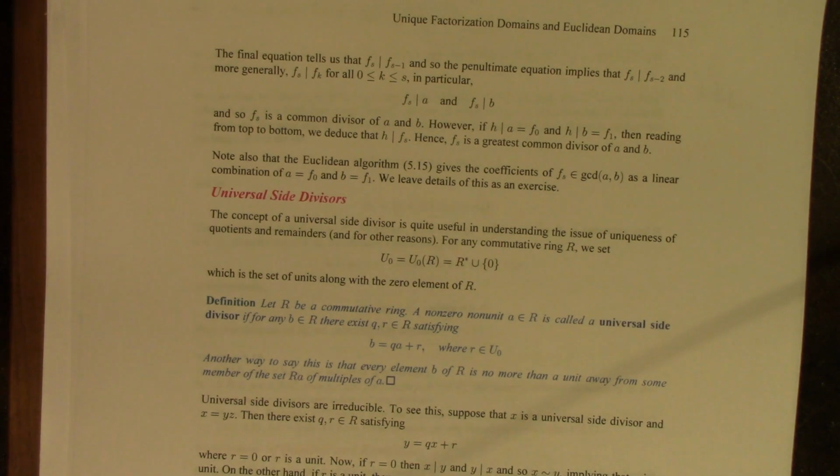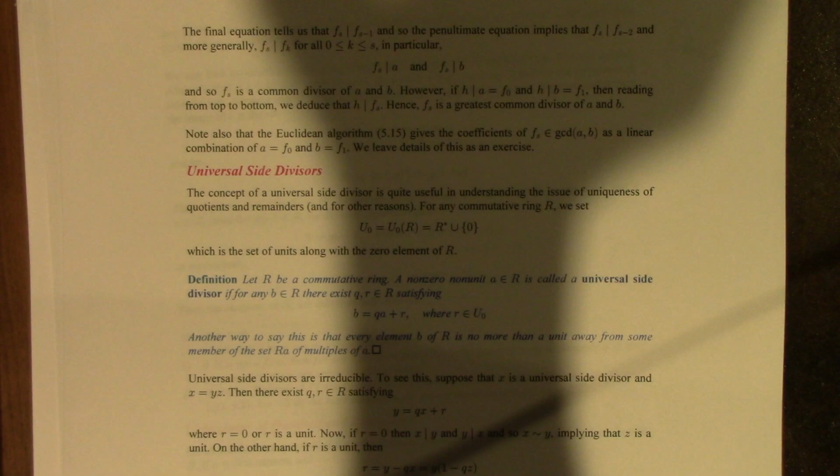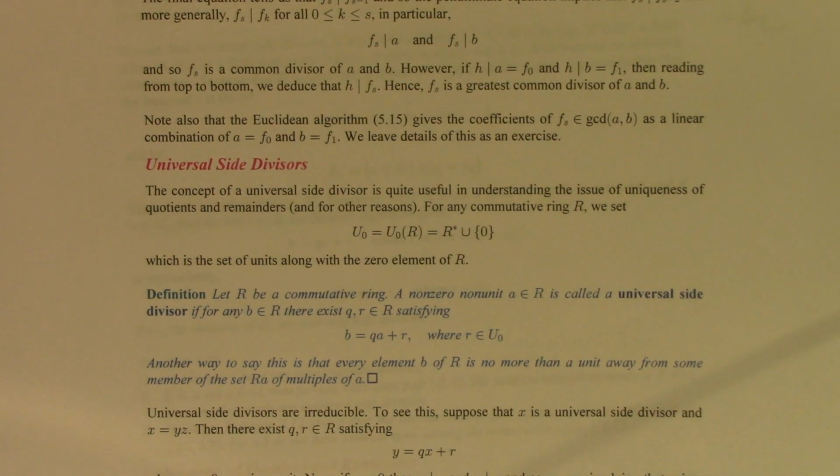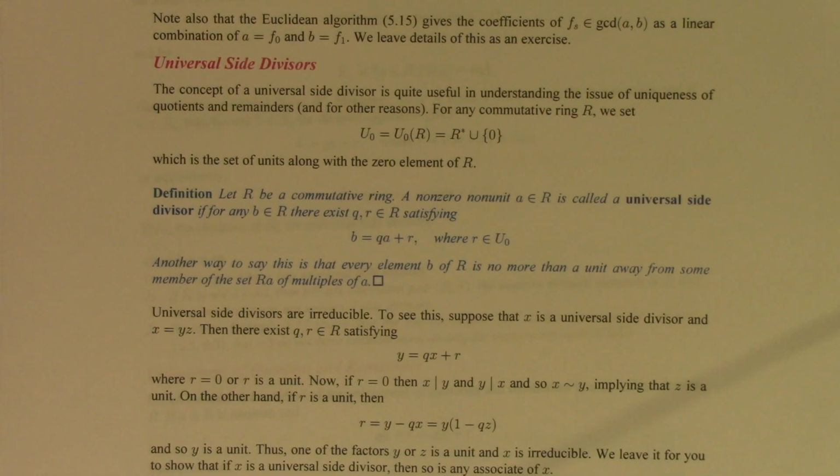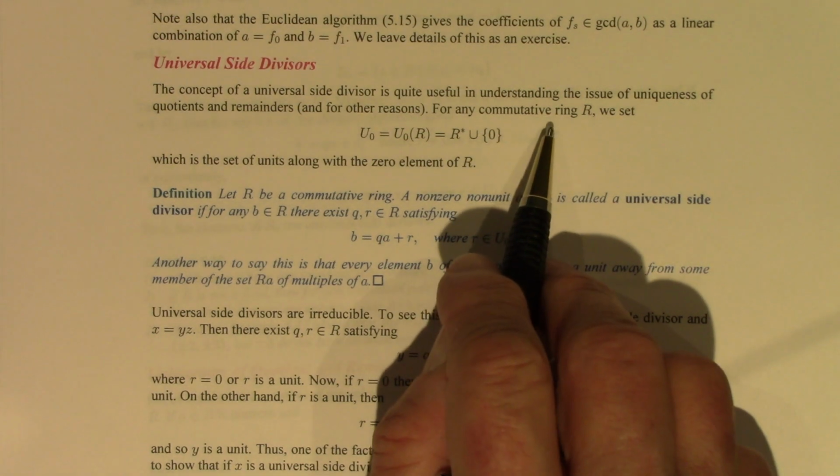We've been discussing Euclidean domains, and I want to talk now about a very interesting concept that I think you will not see too often in elementary treatments of ring theory, and that's called a universal side divisor. This concept is quite useful in understanding the issue of uniqueness of quotients and remainders, as well as for other reasons. To begin, a bit of notation.